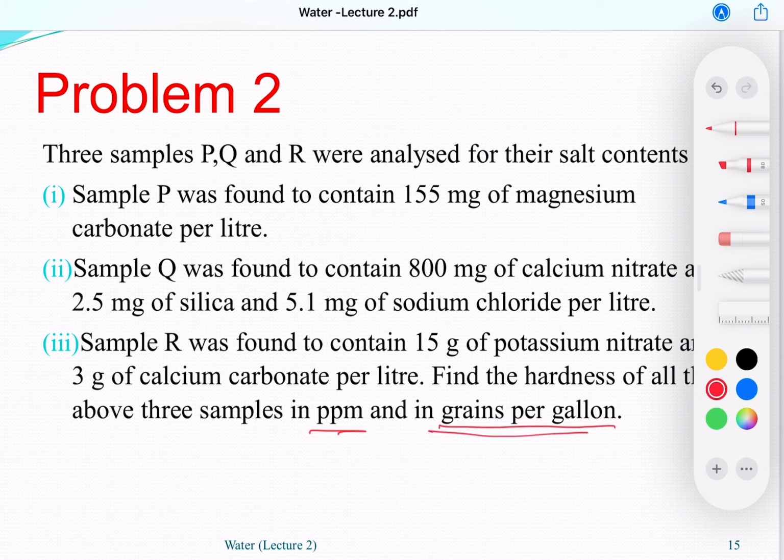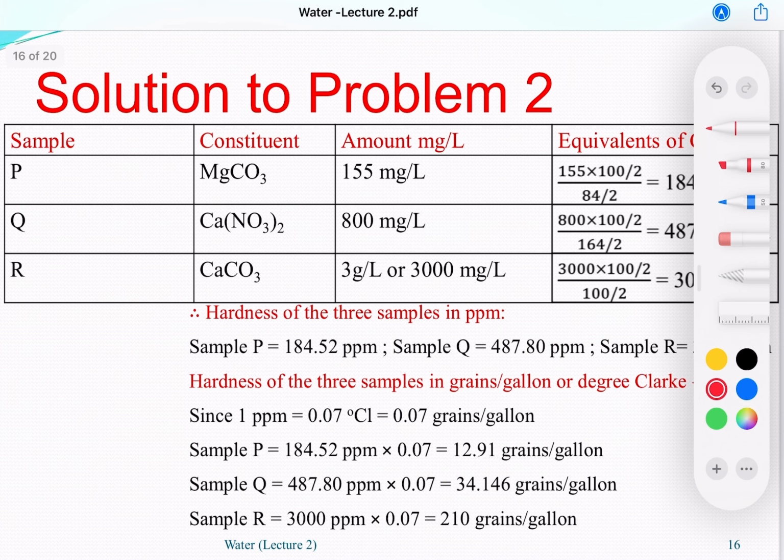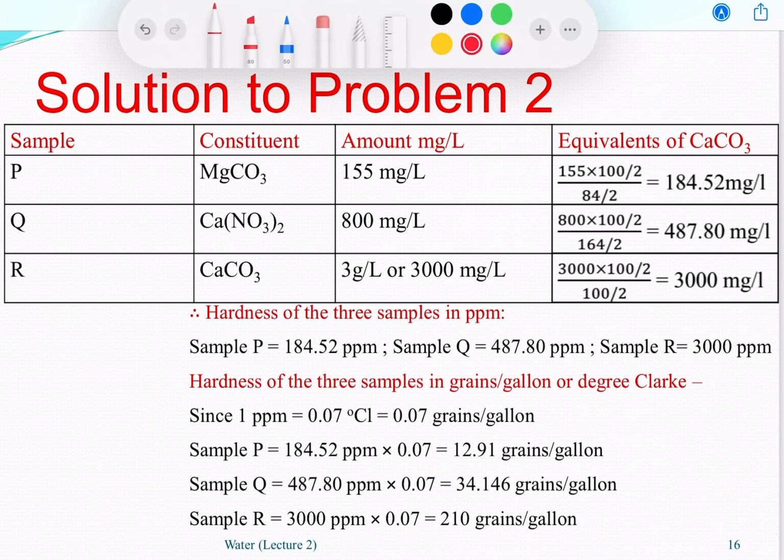Now remember, grains per gallon is nothing but degree Clark. So whether you calculate in grains per gallon or you calculate in degree Clark, it is one and the same thing. So again we follow the tabular approach. Magnesium carbonate, we convert it into equivalents of CaCO3. So when you solve it, you will get 184.52 milligrams per liter. Similarly, in sample Q, calcium nitrate, we convert it. Now you know how to convert it.